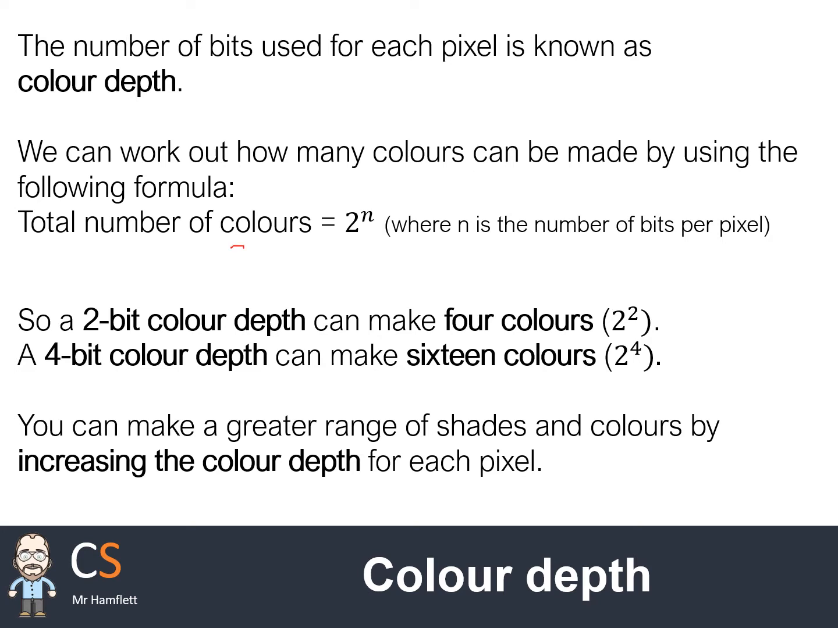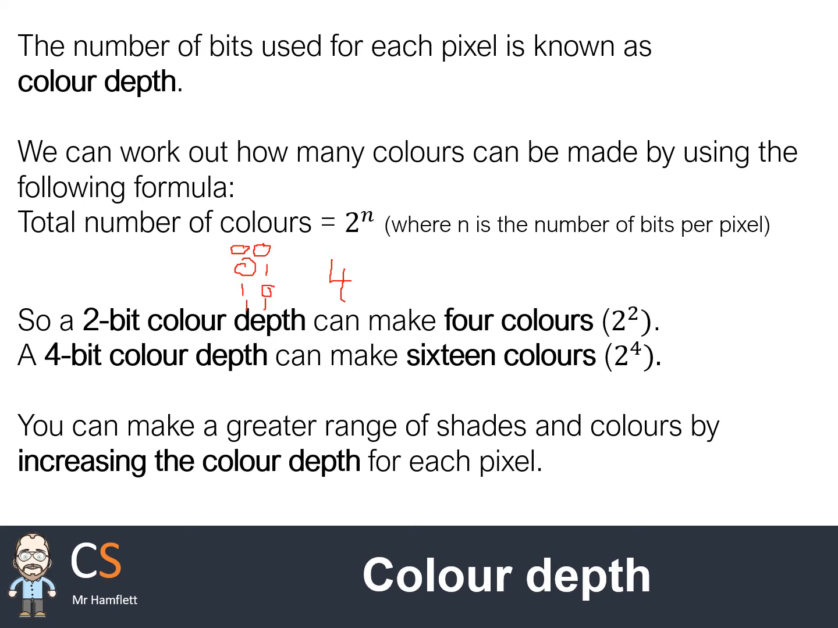It can be 0, 0. It can be 0, 1. It can be 1, 0. Or it can be 1, 1. Okay, so there's 4 possibilities for a color depth of 2.